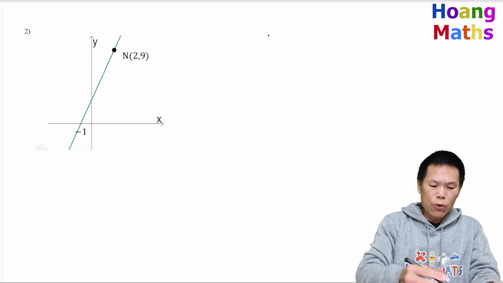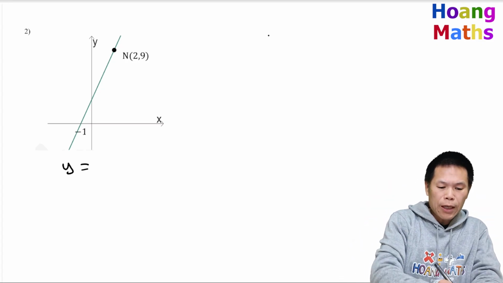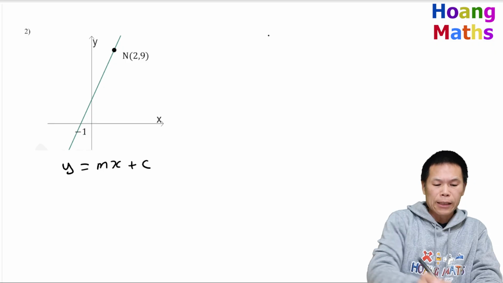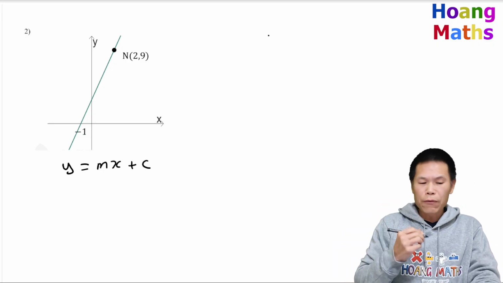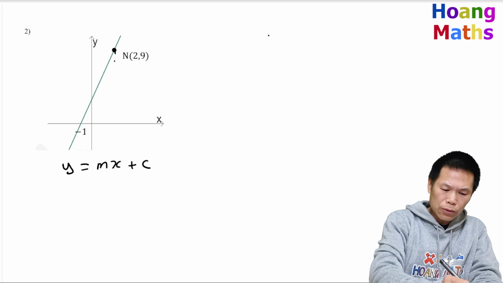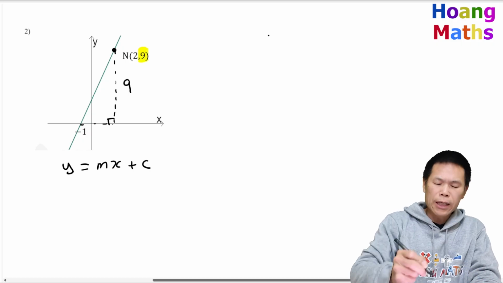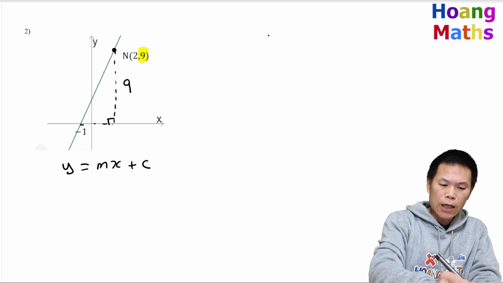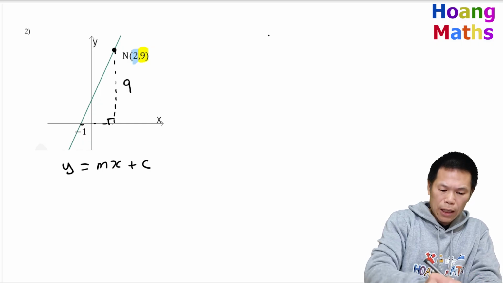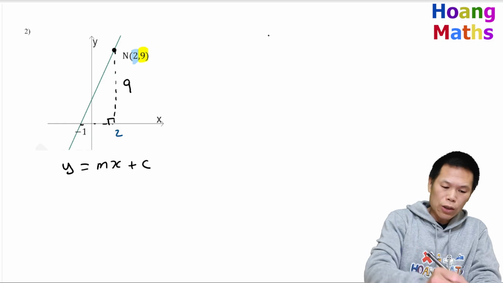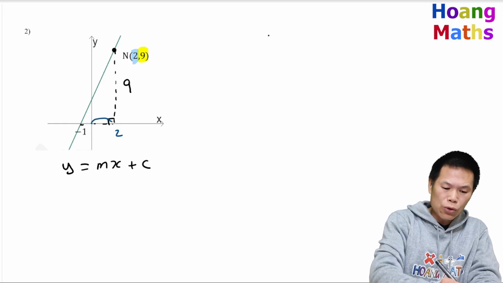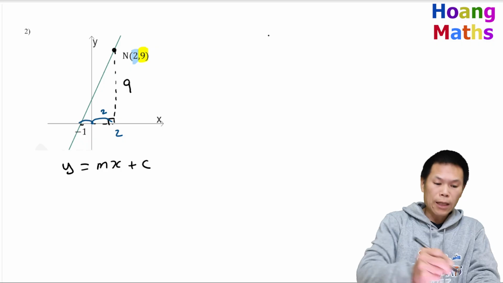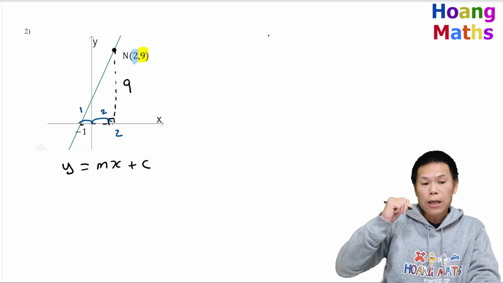So first of all, we know that y is mx plus c. We just need to find the gradient first, okay? So now we just construct a right angle triangle. The rise is 9 because the y value here is 9, so from 0 to 9 is 9 units. The x value is 2, so this is 2 here, correct? From 0 to 2 is 2 units. From 0 to -1 is another unit. So altogether it is 3 units.